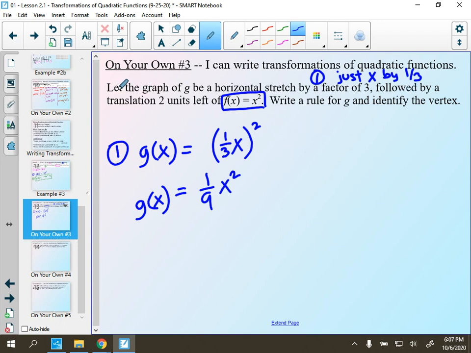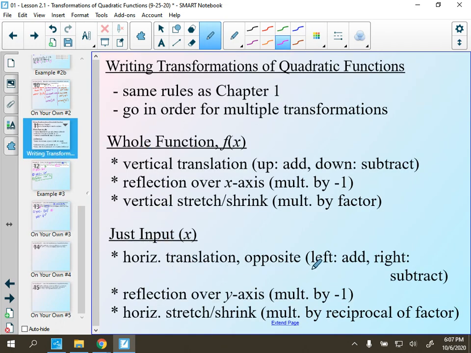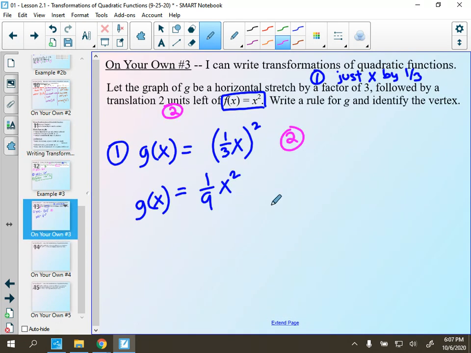And then from there, we want to say, all right, let's take this one now and translate it 2 units left. So maybe I'll come over here and say, all right, for step 2, so 2 units left. If we want to go back and look, that's another just the input one. So if I want to go left, that means we want to add, and it's just to the x. So the note would be just x plus 2, or add 2.